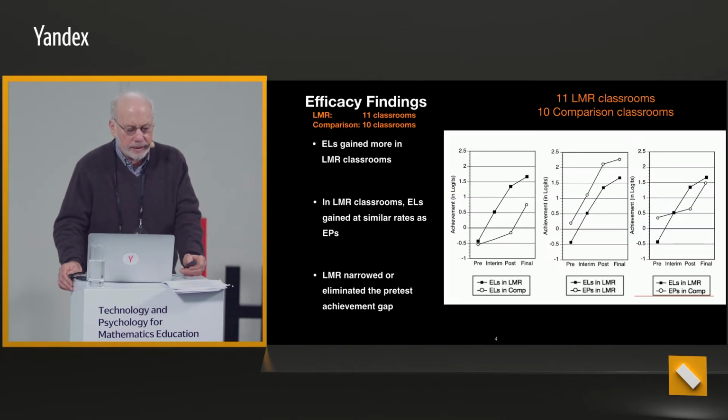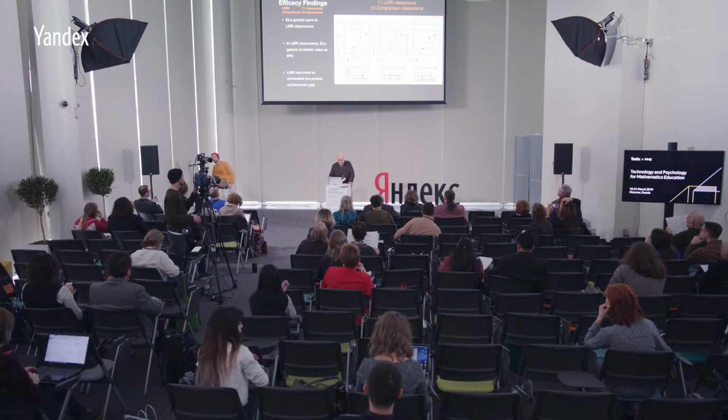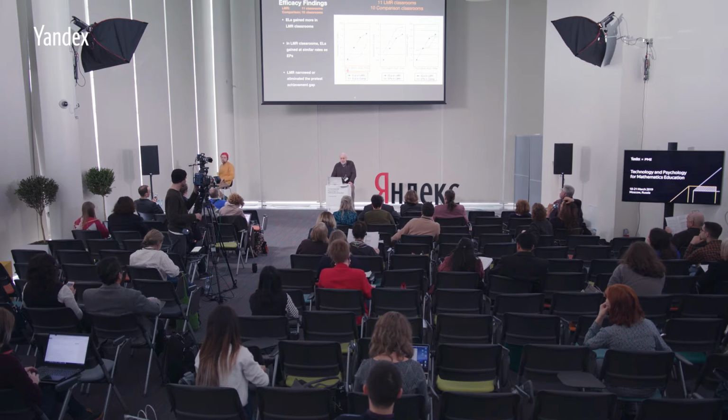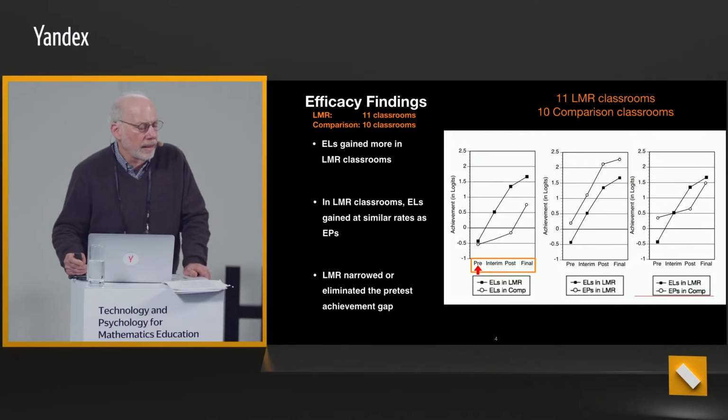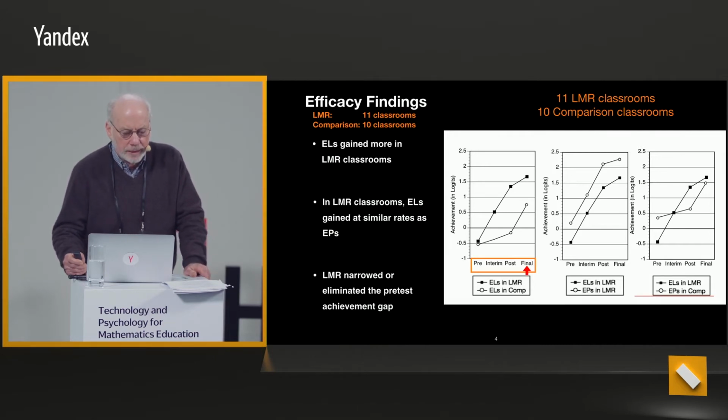So first, the efficacy findings. I'm going to quickly present some findings from the study, then I'll go into more detail about the work. We administered four assessments to children participating in the 11 LMR classrooms and the 10 matched comparison classrooms. A pre-assessment was administered before the lessons began. There was an interim assessment after the integers lessons but before the fractions lessons. A post-assessment came after the integers and fractions lessons together, and then a final assessment at the end of the year. For the interim assessment, only the LMR classrooms received that assessment, so you'll see a missing data point.